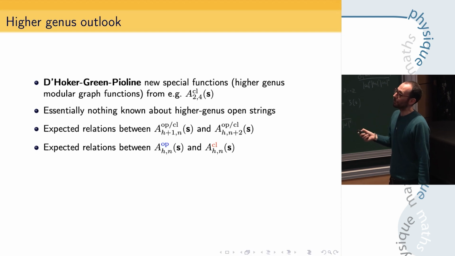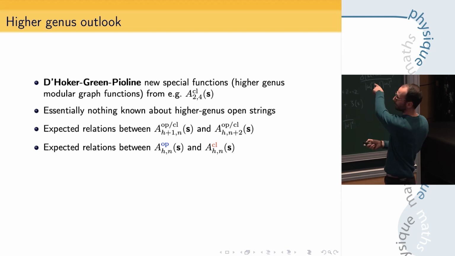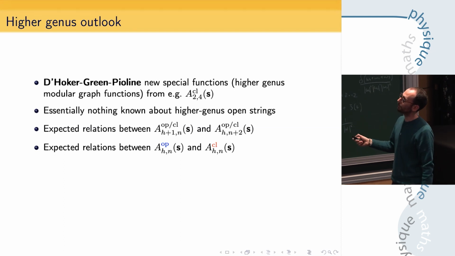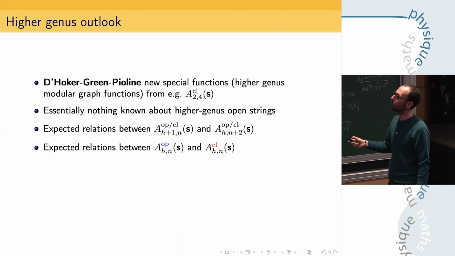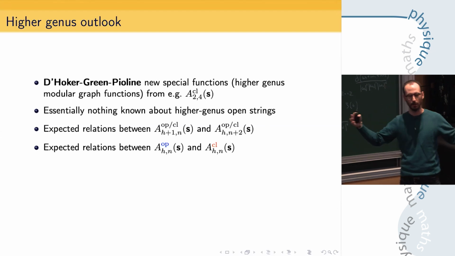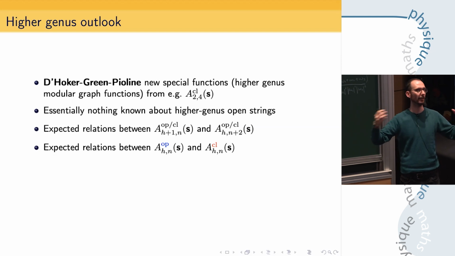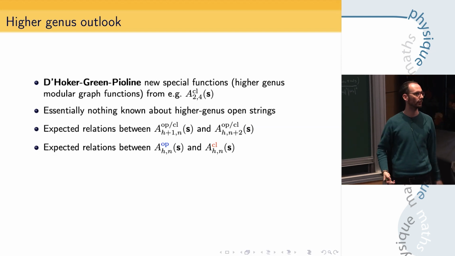But again, in higher genus, you would expect, as soon as you are able to define the amplitudes, that you still have this relation between different genera, both for open and closed strings, which come from this picture here. And you also still expect this kind of relation between open and closed strings, which should give you again that gravity is some double copy of gauge theories.